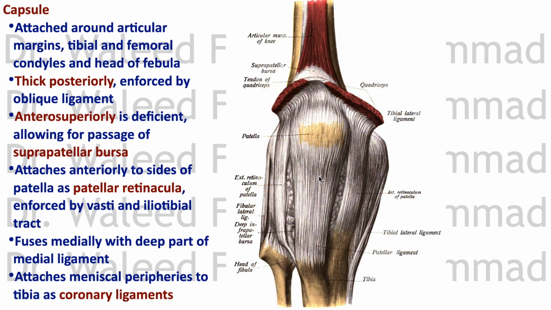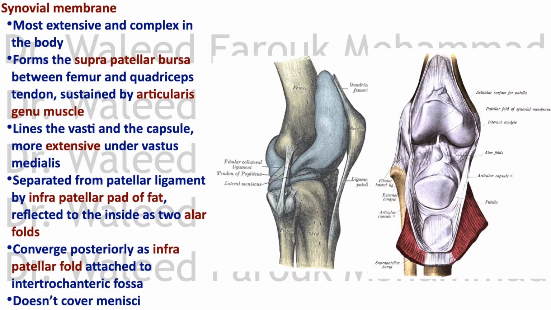The capsule fuses medially with the deep part of the medial ligament. We will discuss the medial ligament later, and it attaches the menisci peripheries to the tibial condyles by means of a coronary ligament, an extension from the capsule. Coronary ligament that connects the menisci to the condyles of the tibia. So this is the capsule. Don't forget that it's deficient superolaterally for the bursa.